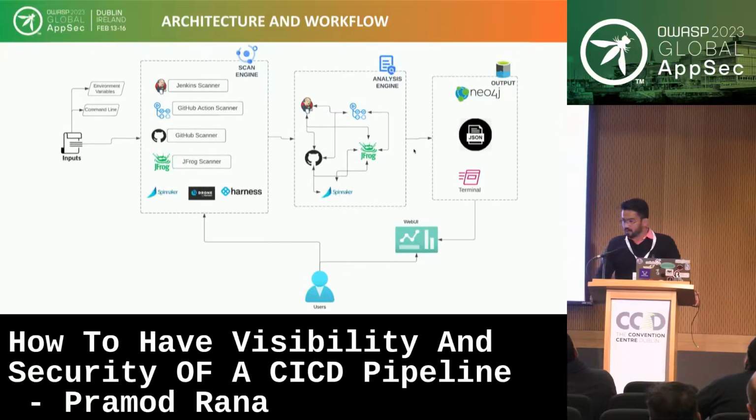From the output perspective, in order to make the relationship, it has to be stored in Neo4j, which is a graph-based database I am using. But if you want to use those scanners individually, then you can have the output in JSON format, which is again machine readable. You can redirect that output into a third-party solution, for example, Elasticsearch.